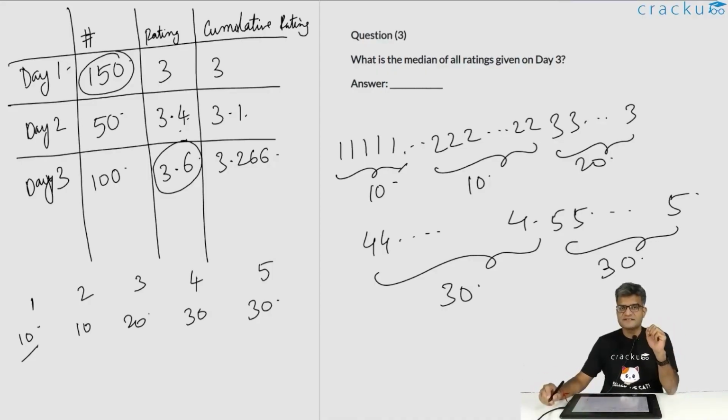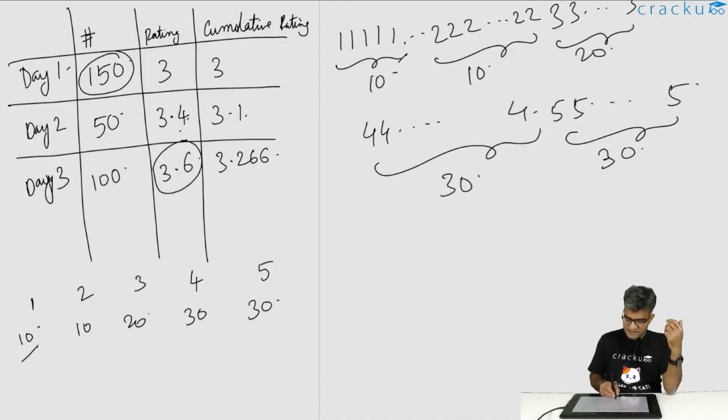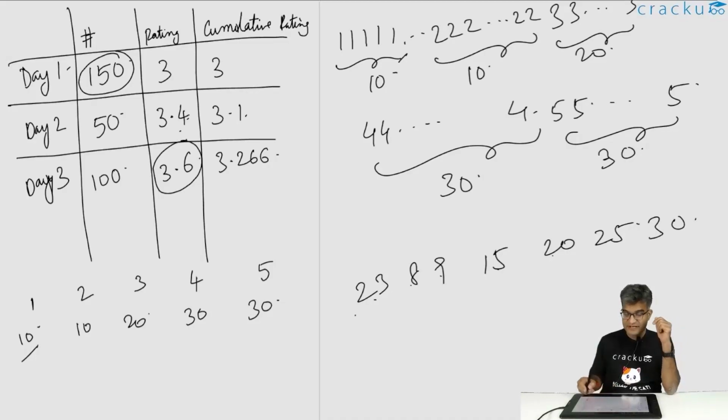What is the median of a series? Median of a series is when you arrange all the terms of that series in ascending order, the middle term is the median. For example, if you have a series which is when it is arranged in ascending order 2, 3, 8, 9, 15, 20, 25, 30. Suppose we have 1, 2, 3, 4, 5, 6, 7, 8. If there are odd numbers, suppose there are 1, 2, 3, 4, 5, 6, 7, 8 and 9. They are arranged in ascending order. So the middle term will be the median.